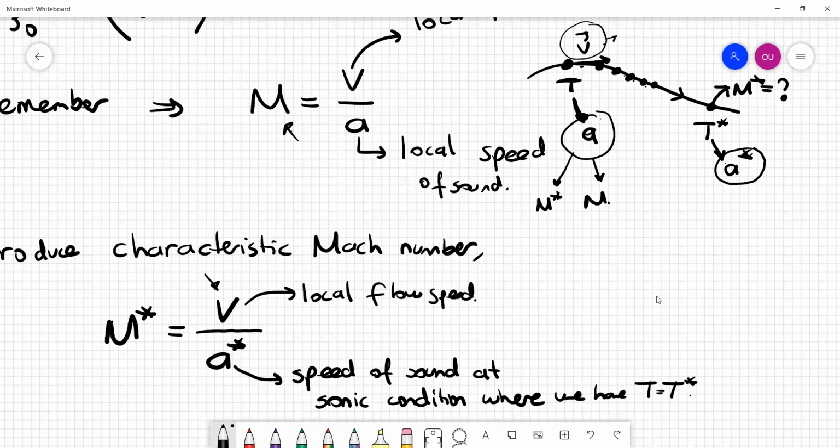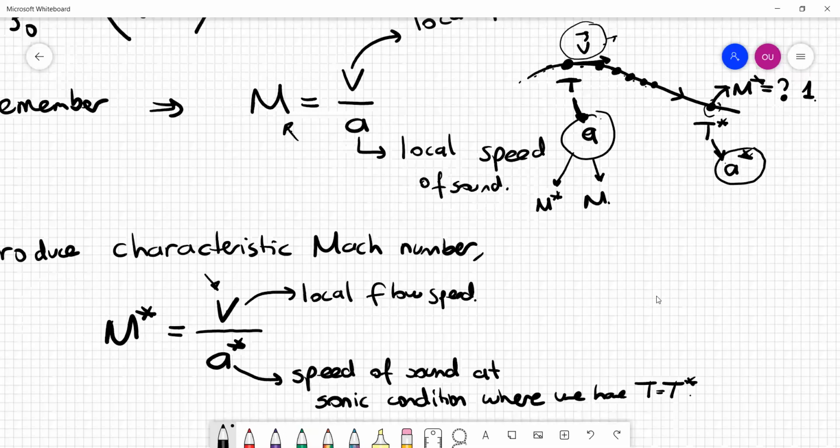That was a question, people. Shouldn't it be 1? It is going to be equal to 1 only here at the sonic condition. It is not going to be equal to 1, obviously, in other places, right? Do you understand this point? Because its definition compares the local speed to A star. It does not compare the speed at sonic condition to A star.